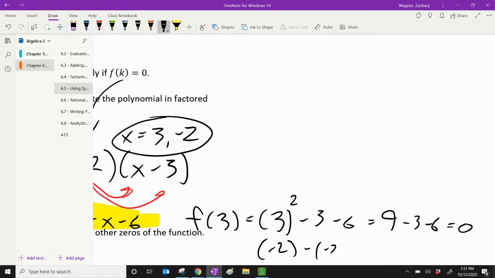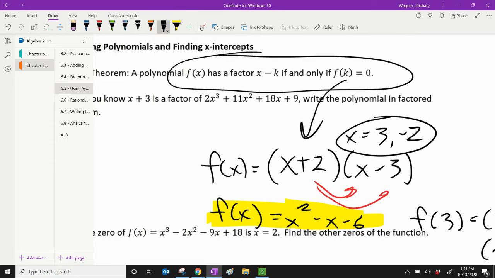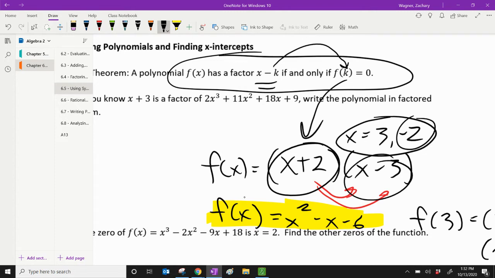Negative 2 squared minus negative 2 minus 6. Negative 2 squared equals positive 4. Minus a negative 2 becomes plus 2. 4 plus 2 minus 6 does equal 0. Ching, ching. You already knew this. What this is saying is if you have a factor of a polynomial, it has a 0 at that same value, just opposite sign. If your factor is x plus 2, your 0 is negative 2. If your factor is x minus 3, your 0 is positive 3. That's all that theorem is trying to state. I'll write that down verbatim because I'm about to erase it.